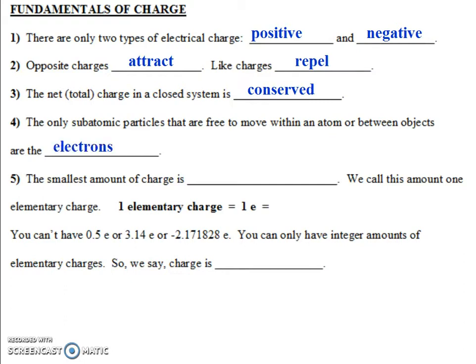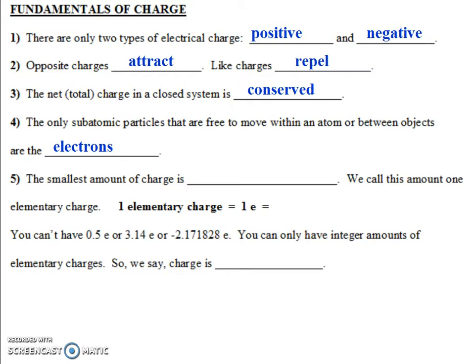Number 4, the only subatomic particles that are free to move within an atom or between objects are the electrons. And I alluded to this before. Of course, because electrons are far away from the nucleus, they're already in motion. They're the ones that move around. Protons don't. They are stuck inside the nucleus, and the neutrons don't either, but they don't carry charge anyway, so they're not very useful, at least in regard to what we're doing here.